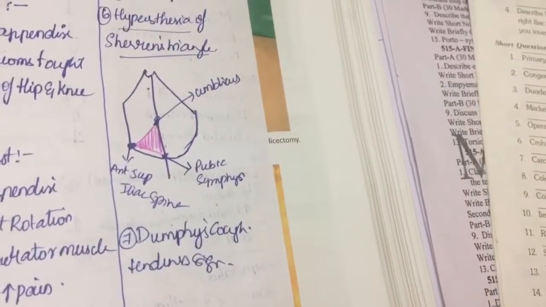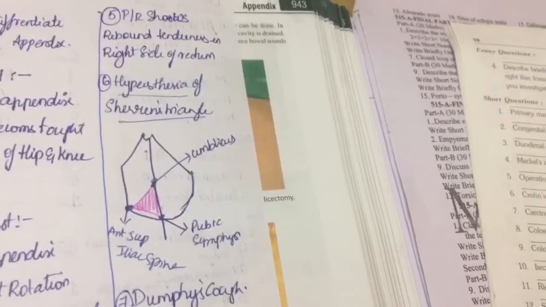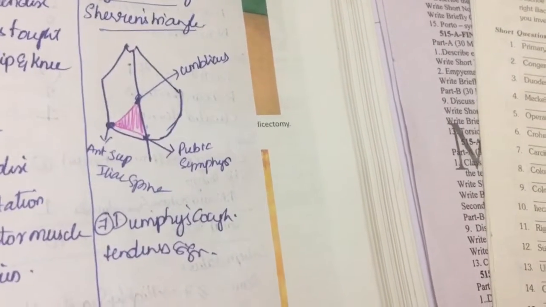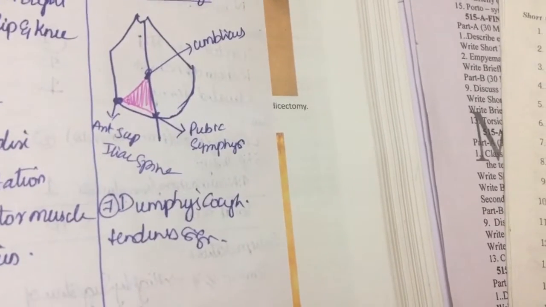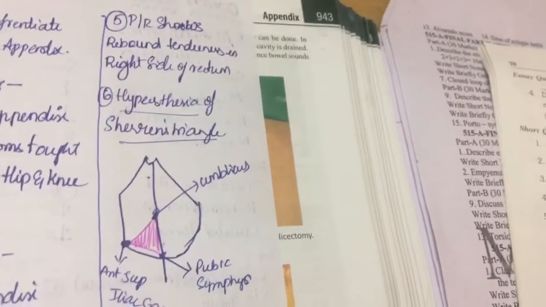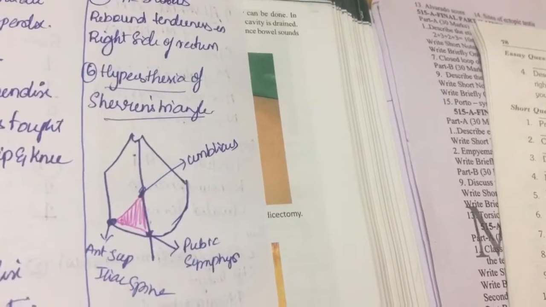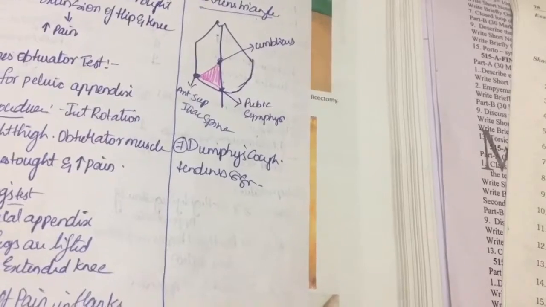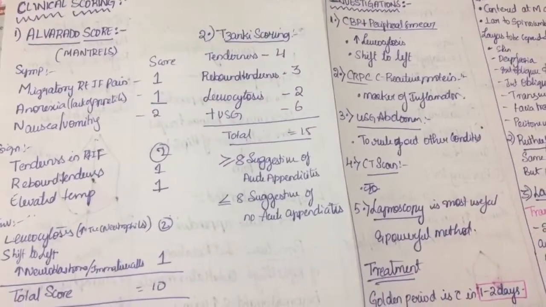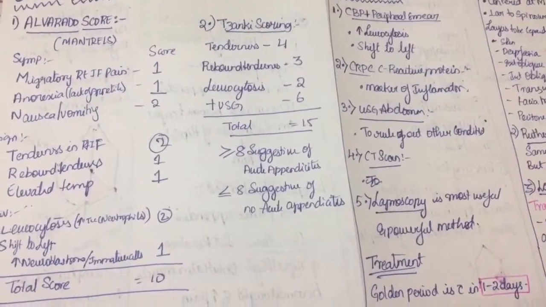And hyperesthesia of Sherren's triangle. Sherren's triangle is formed by umbilicus, pubic symphysis and anterior superior iliac spine. On PR examination, there is rebound tenderness on the right side of the rectum and Dunphy's cough tenderness sign. Scoring of appendicitis is clinical scoring, Alvarado scoring and Tzanakis scoring.